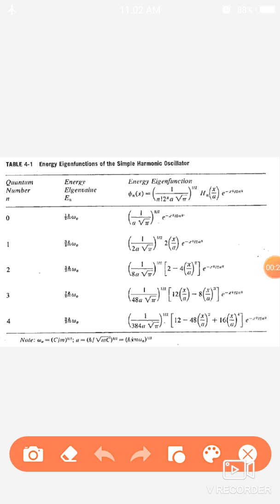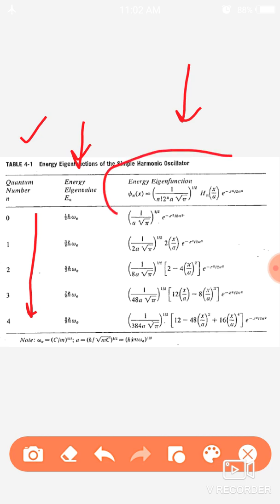Here we can see psi x. From this table, it is clear. The first column shows the quantum number 0, 1, 2, 3, 4, and the second column shows the value of energy corresponding to any wave function, or we can say any higher state, and here the energy eigenfunctions.